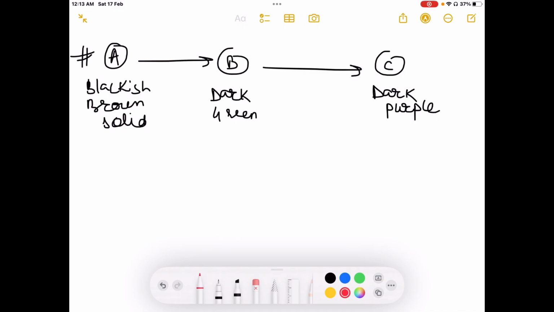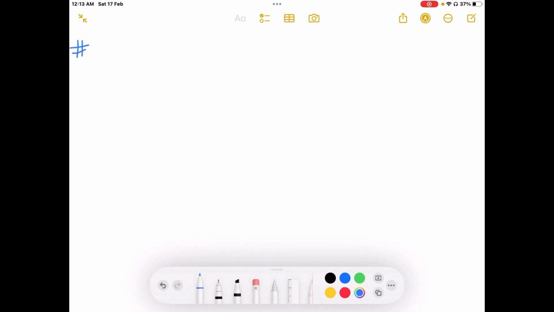So a blackish brown compound, this one is MnO2, dark green is K2MnO4, and a dark purple is KMnO4. Let's practice one more word problem.